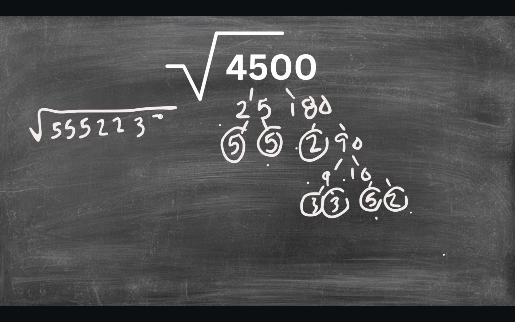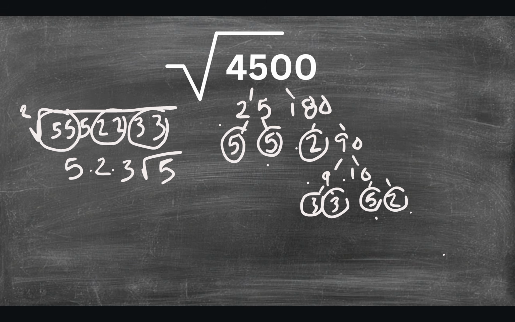Now, since it's a square root, we can pull out pairs. So here's a pair of 5s. And then here's a pair of 2s. And a pair of 3s. And we have 5 left under the square root sign.